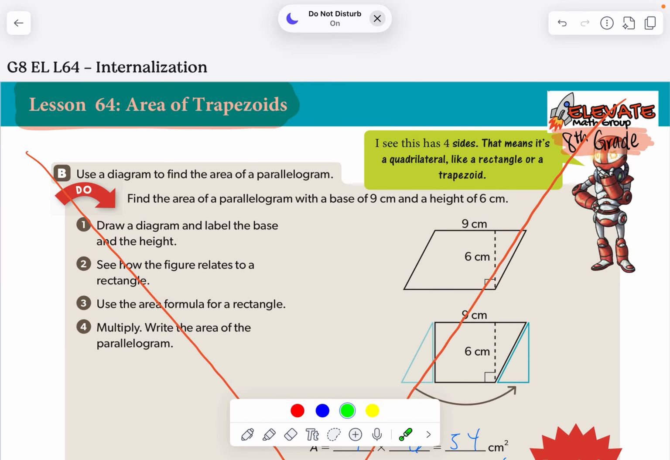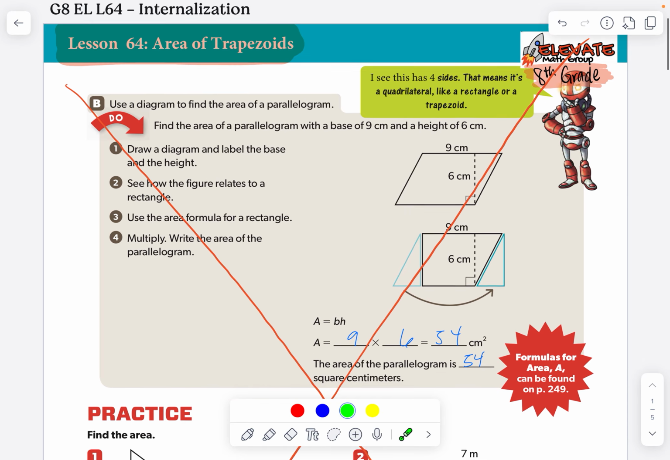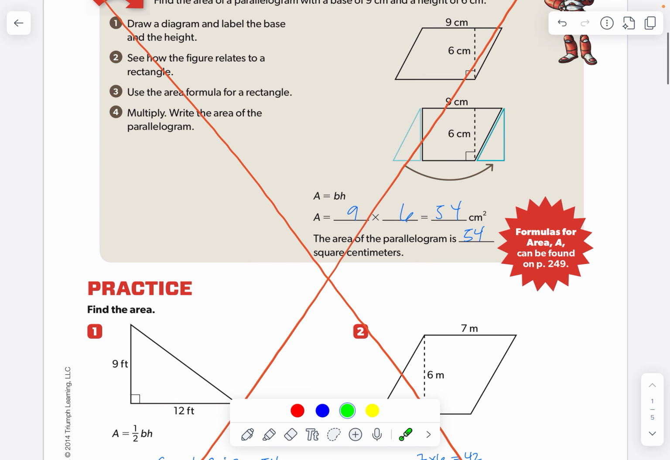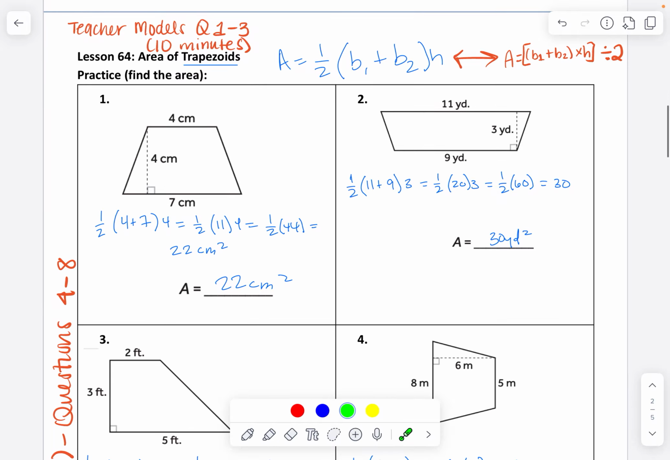Hi everyone, this is 8th grade Elevate lesson 64 on area of trapezoids. So this first page here, we're going to go ahead and skip only because it is a recap from previous lessons. I would say only go through this page if kids really struggled on the past 2 days. However, because today's focus is on trapezoids, I don't want us to spend time going over two different formulas that will then confuse students today. So let's just jump into our teacher model.